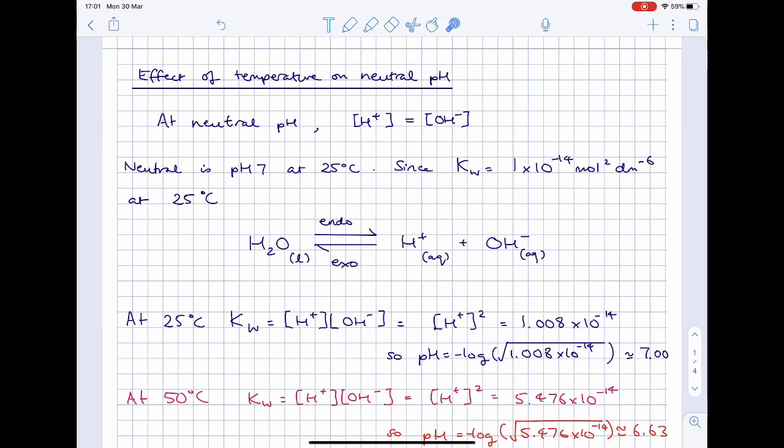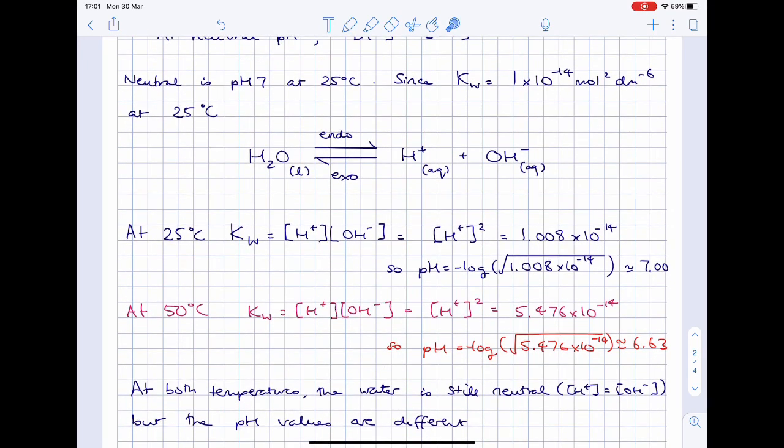As we said, if we increase the temperature, the equilibrium shifts to the right hand side. These are going to increase in concentration, and in fact Kw would increase in value. So here's the value of Kw at 50 degrees C. At high temperature, the equilibrium has shifted to the right, and these two concentrations have increased. So the product of these two concentrations is going to be bigger than at 25 degrees C. It's in fact about 5 times bigger.